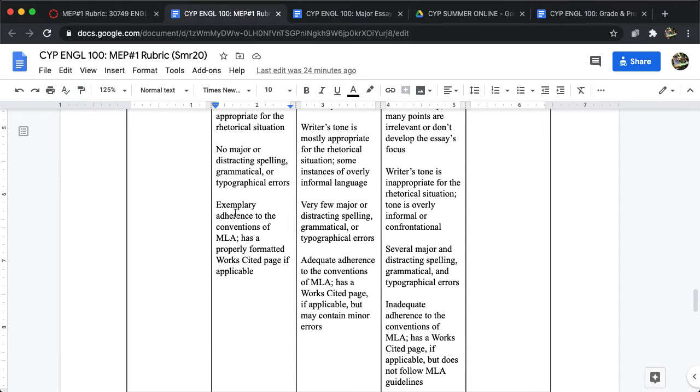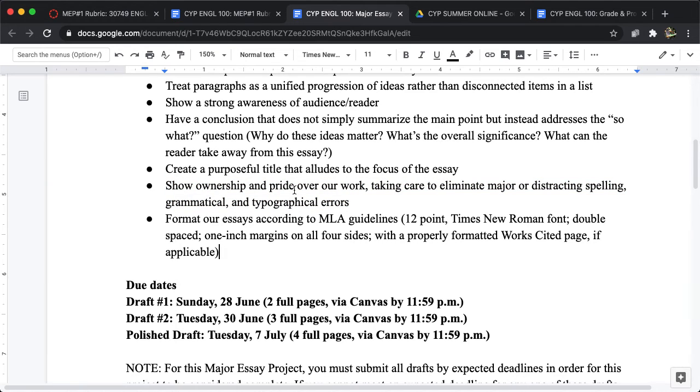And then an exceptional paper will have exemplary adherence to the conventions of MLA, and a properly formatted works cited page if applicable. So if you're not quoting from outside sources, then you don't need a works cited page. But if you are, then a works cited page is necessary. But there are other things that go into MLA format. And I will post some resources for MLA just to make sure. But some of the basics are laid out in the prompt here. So format your essays according to MLA guidelines.